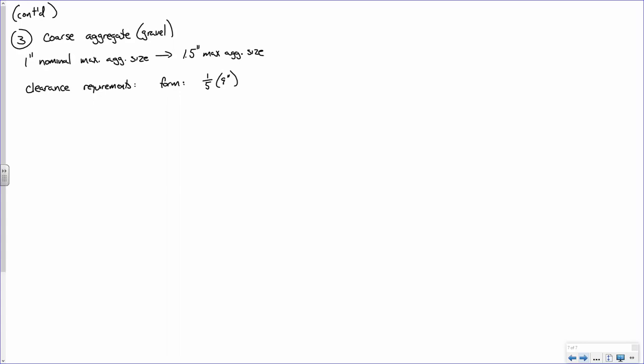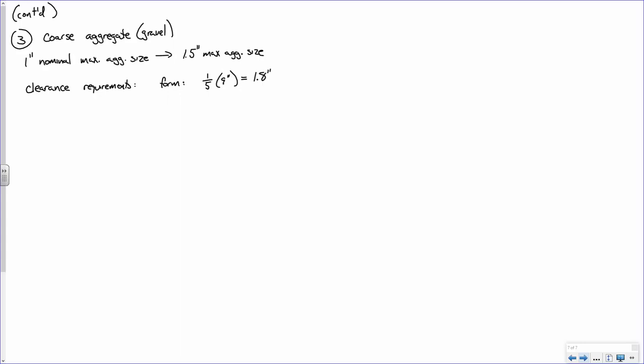All right? So, what is 1/5 of 9 inches? 1.8 inches. So I propose that if you've got a 9-inch thick slab, the maximum aggregate size that you can use is 1.8 inches. Are we okay to use this aggregate? Yeah, because the aggregate has a maximum size of 1.5. It's less than our limit. Everybody okay with that?